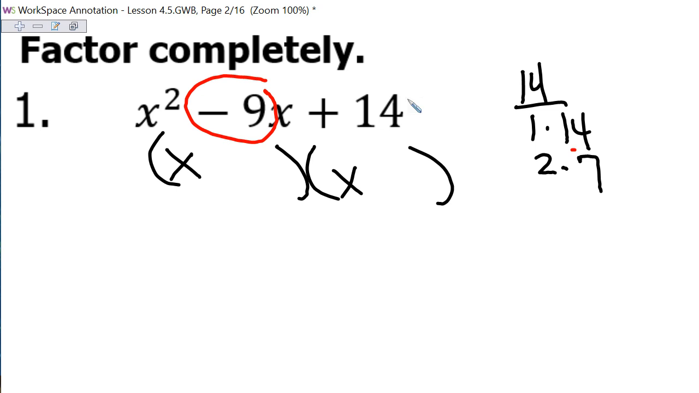But to make it -9, what do I have to do with both the 2 and the 7? Make both of these negative. So one of the answers is going to be x minus 2. The other answer is x minus 7. That's it for number 1. This is what we did on Monday. Yes. Next one, number 2.